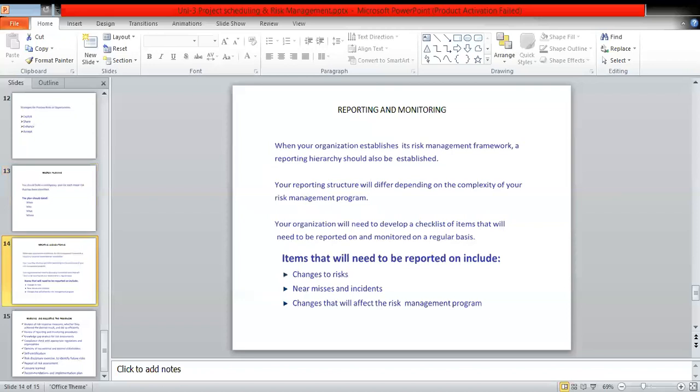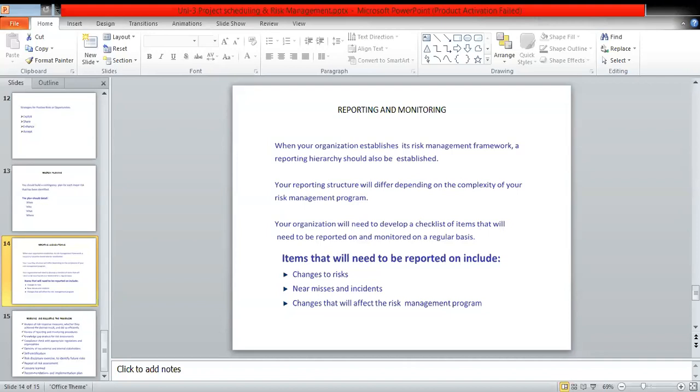Now reporting and monitoring, yes. Whatever the plan, and as per the plan whatever you have decided, you should complete it, right? Whatever the plan, you should complete the project, and for that you require material, you require some quality of work, you require manpower to complete that work, everything.